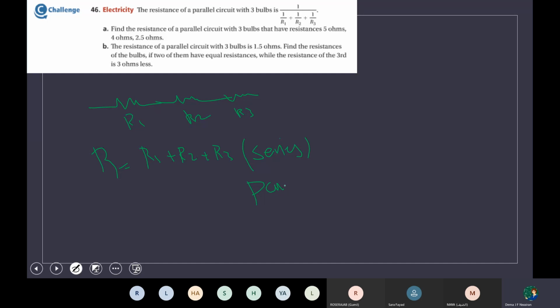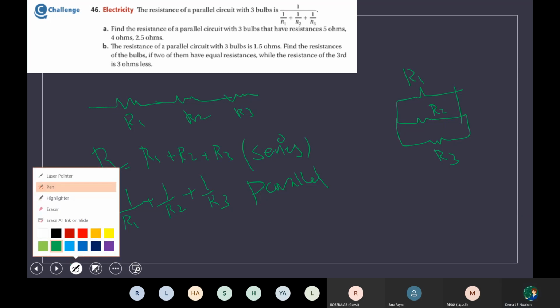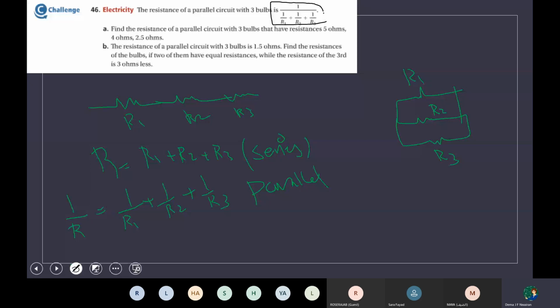But if they are in parallel, like this one, here we have R1, here we have R2, and here we have R3. If I want to find it in parallel, I will say that 1 over R is equal to 1 over R1 plus 1 over R2 plus 1 over R3. After some rearranging, you can find the value by using this formula: 1 over (1 over R1 plus 1 over R2 plus 1 over R3).